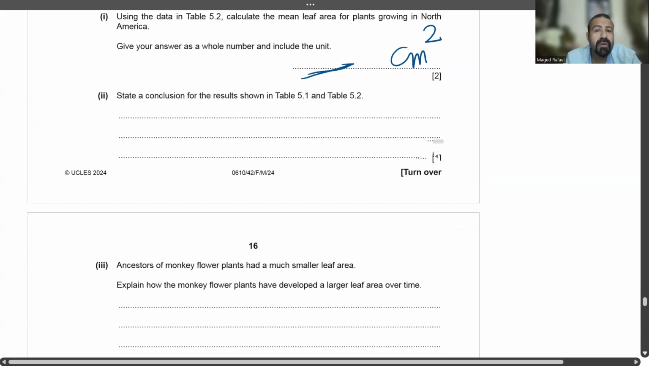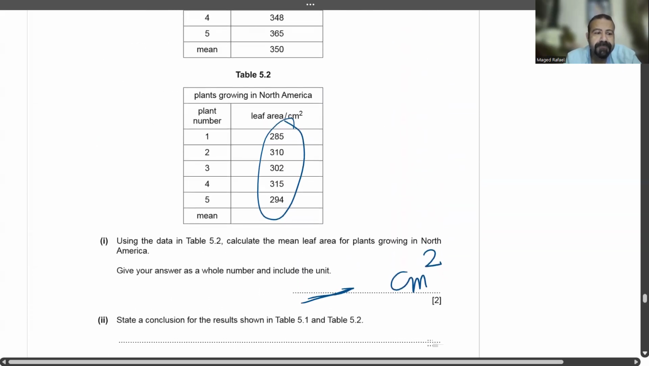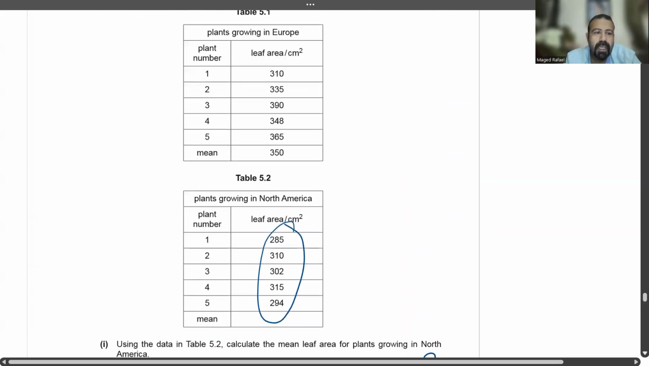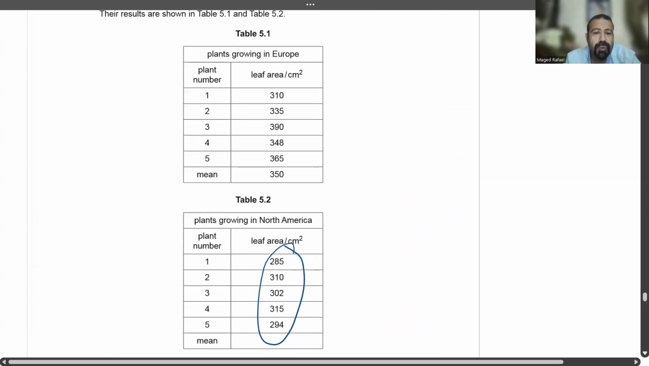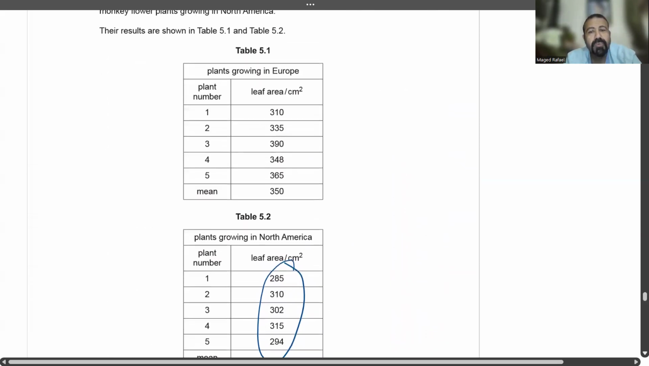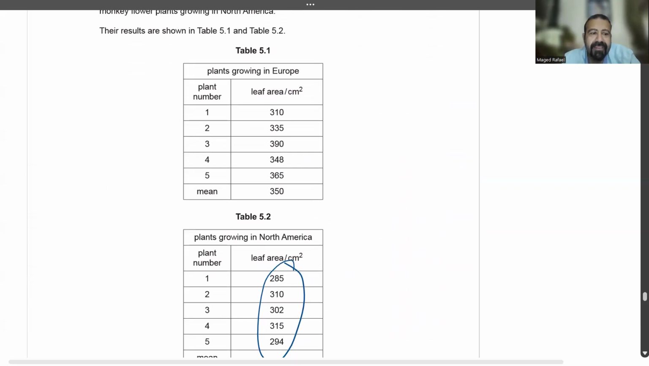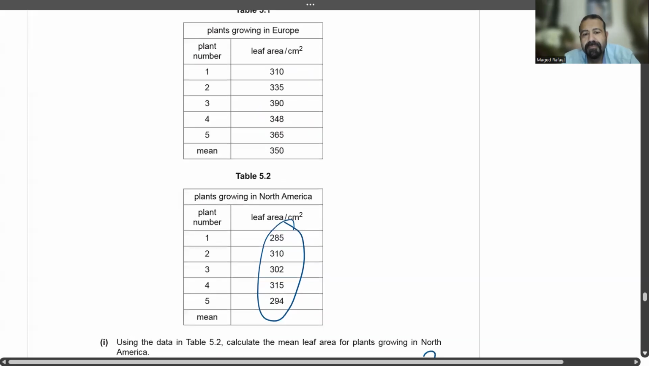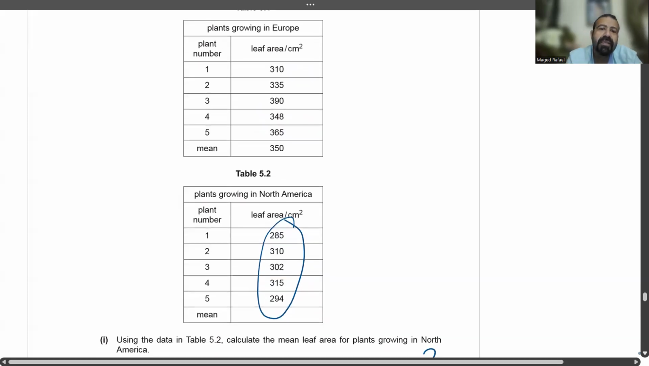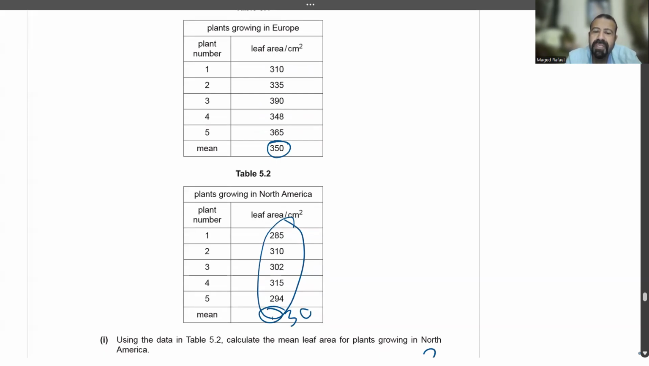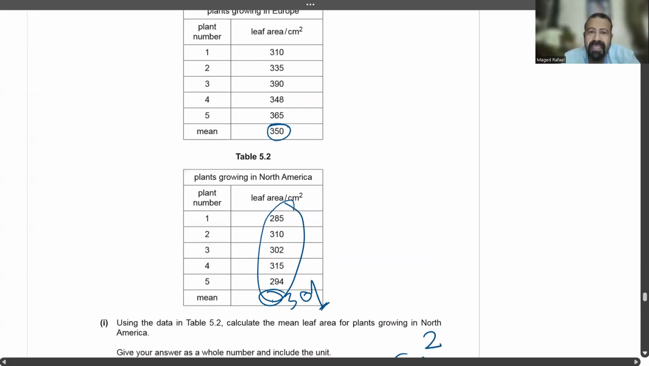State a conclusion of the results from the table. I can say the plant in Europe has greater leaf area than the ones in North America. Overall we can know this from the mean. The mean by the way here will be 301. So definitely we can know this from the mean.